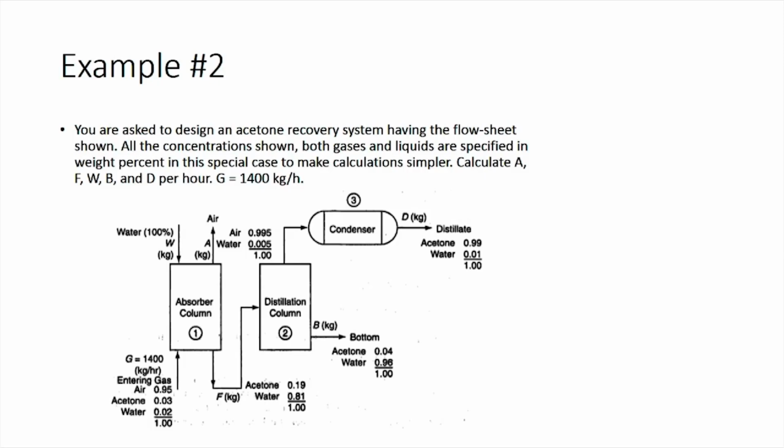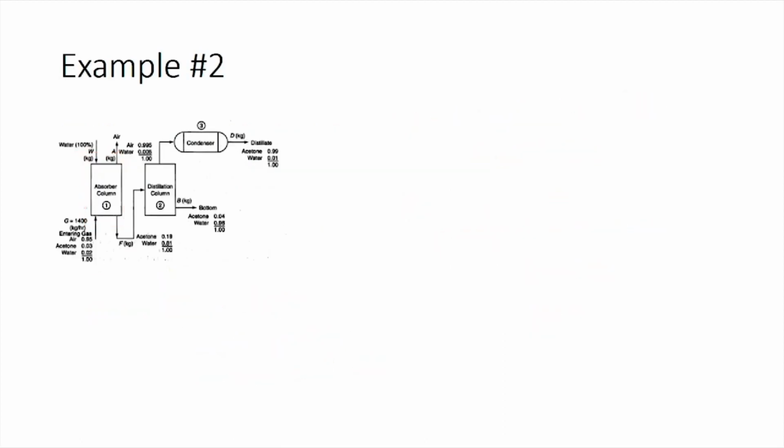So, now if we go back and read the problem, what we would see is we have been asked to calculate W, A, F, D and B. One stream which we do not need to get any information about is this particular stream. So, this means we can actually calculate only B and D for the second part of the problem. We do not need to worry about this particular stream. So, what does this mean for us when we choose the systems?